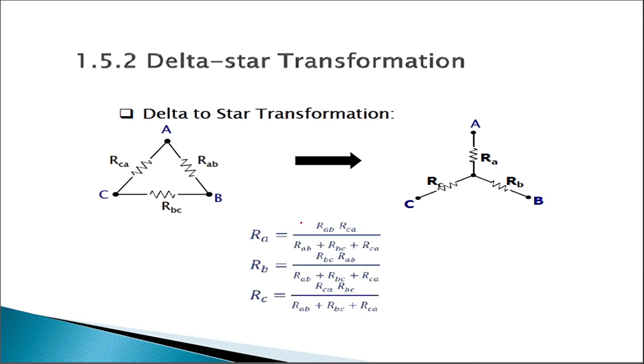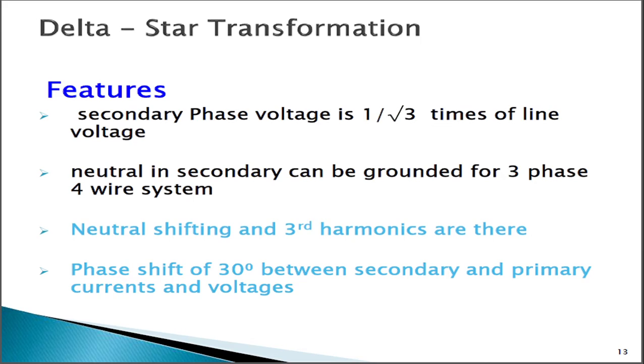So star delta transformation is also easy. We have seen the formulations previously, and we are not going to discuss this again. This is quite the same. So what are the features of this star delta star conversion? The secondary is star, which means the secondary phase voltage is 1 by root 3 times the line voltage. The neutral in the secondary can be grounded. That means again the same as the previous one. The neutral in the secondary can be grounded in a three-phase four-wire system.